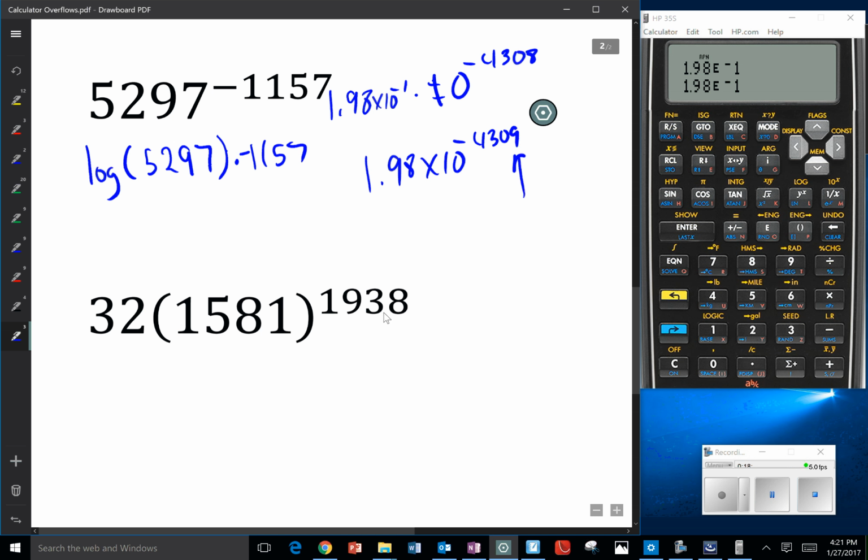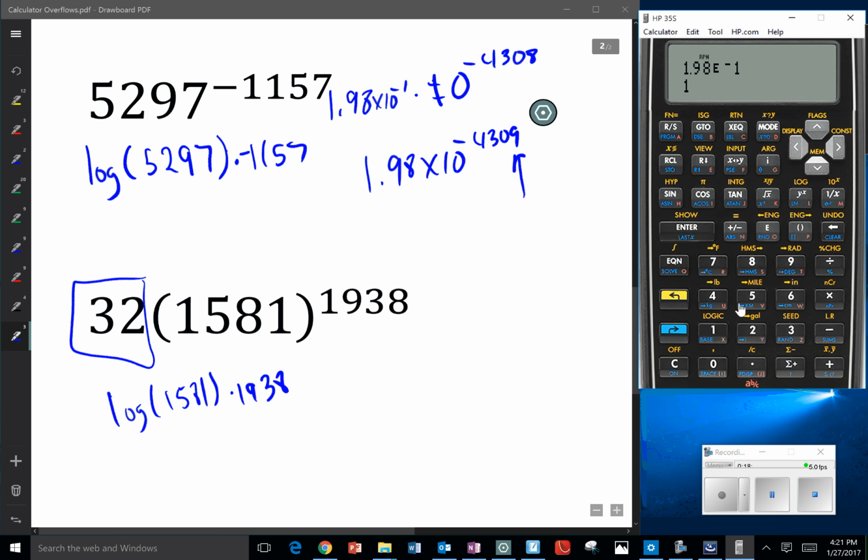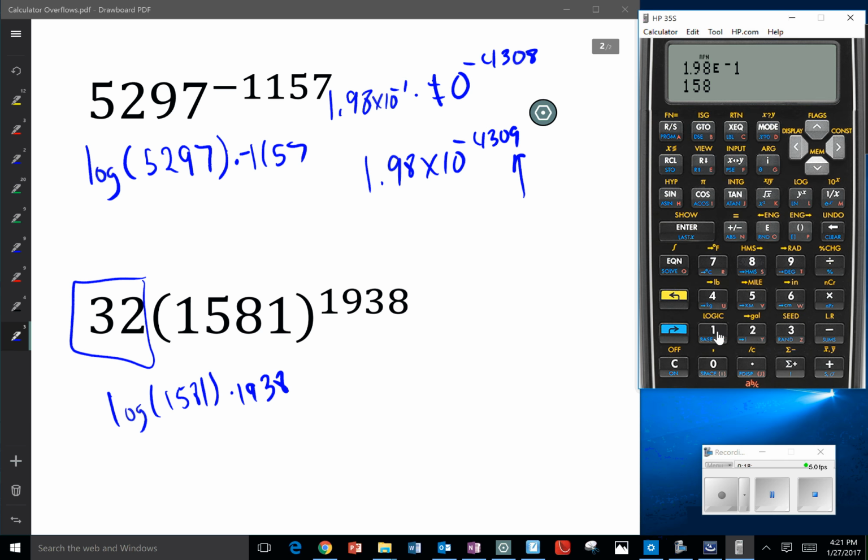All right, last problem. So this last one, what I want you to do is basically ignore the 32 at the beginning of the problem. We're going to deal with the 32 at the very end of the problem. So the first thing we're going to do is do this problem like normal. We're going to log 1,581 times 1938. All right, so let's do that. 1,581 logged times 1938. All right, we're going to show, right?